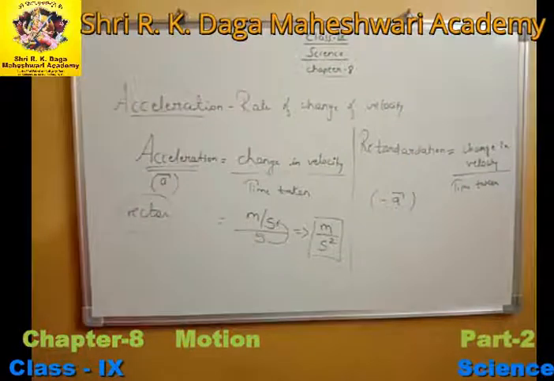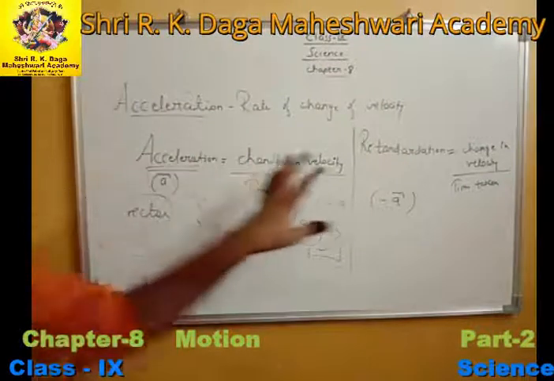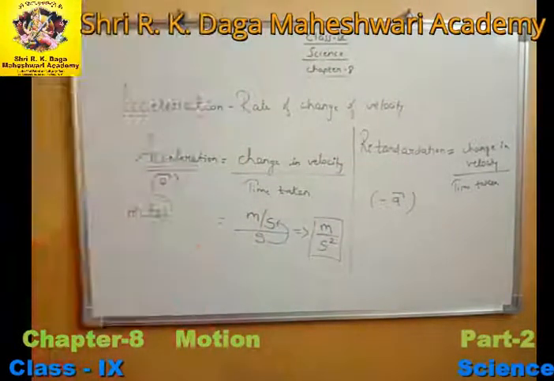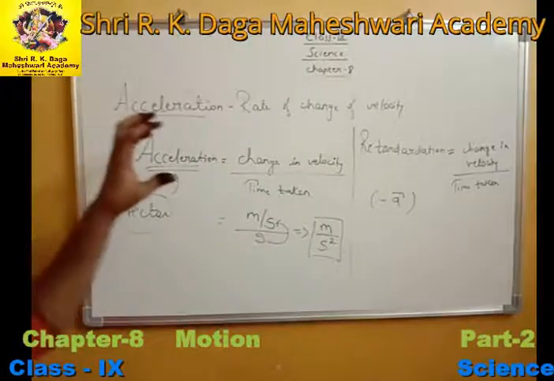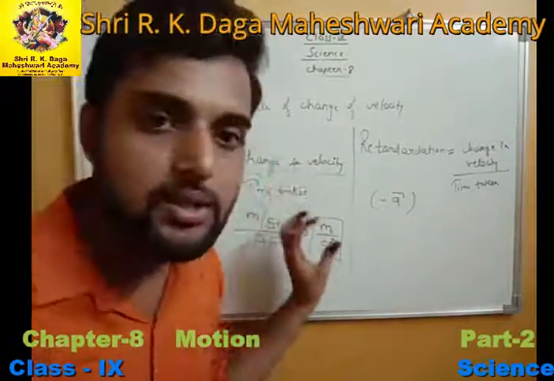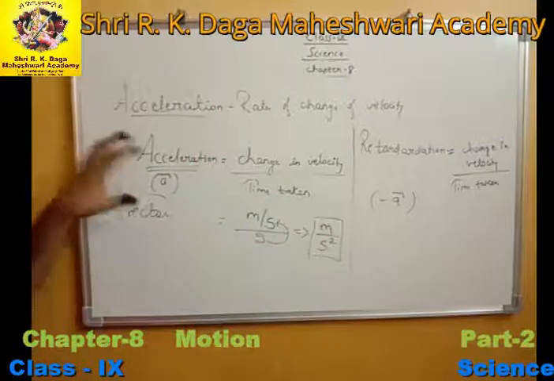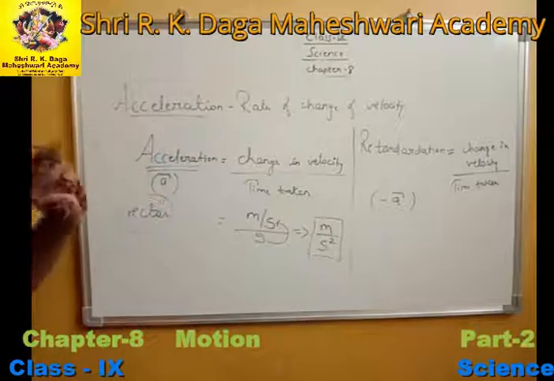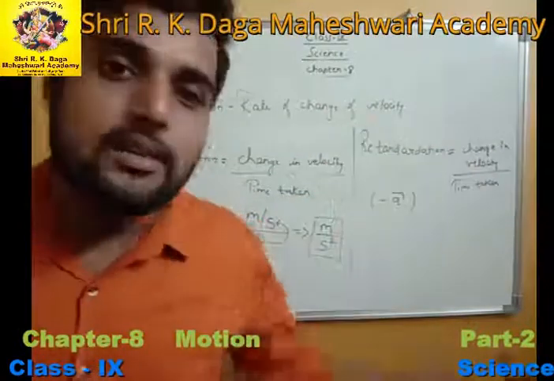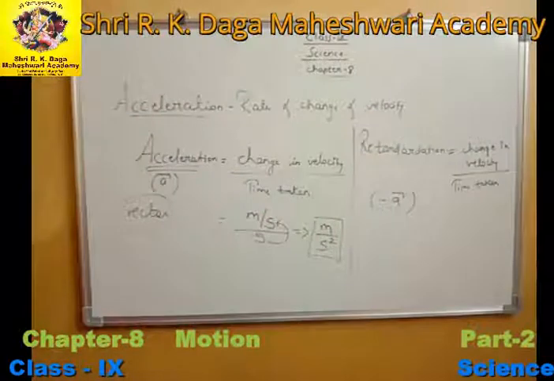Okay, so this is the basic difference between acceleration and retardation, which states that whenever there is a change in velocity of the object with respect to time, this phenomenon is called acceleration, and whenever there is a decrease in the velocity of the object with respect to time, this is called retardation. So I hope it is clear to all of you.